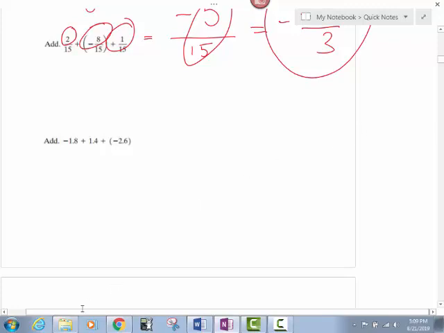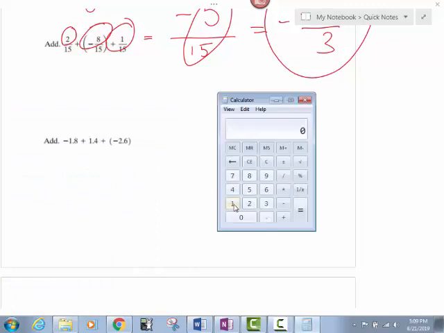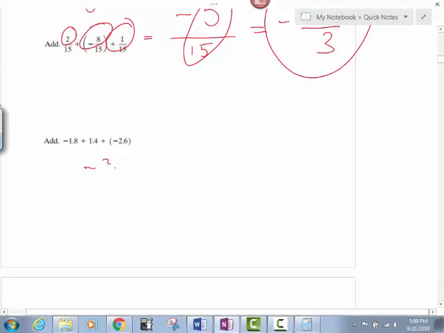All right, so look, let's do the next one. Again, I'm going to use my calculator. I'm going to try to be real careful. So 1.8, but that's negative, plus 1.4, stays positive, equals negative 3, okay? Negative 3, there we go.